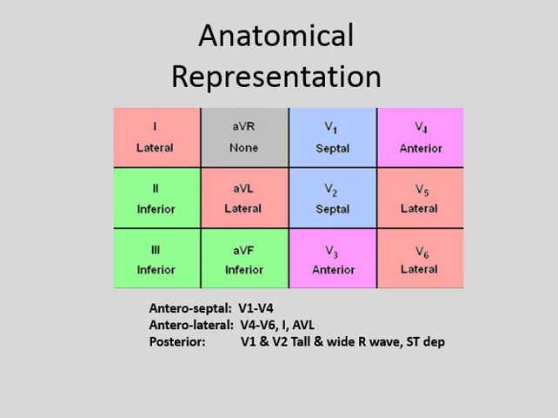Another way of looking at this anatomical representation is to look at this little box. Get leads 2, 3, and AVF out of the way, and they're gone. Then your lateral leads, 1, AVL, V5, and V6, and V1 to V4 are your septal and anterior leads. And here, V1 and V2 are looking at septal portions, but in some diagrams, it's V3 and V4 that sit over the septum. So this can be a little confusing. Just remember, V1 to V4 is anterior septal territory.